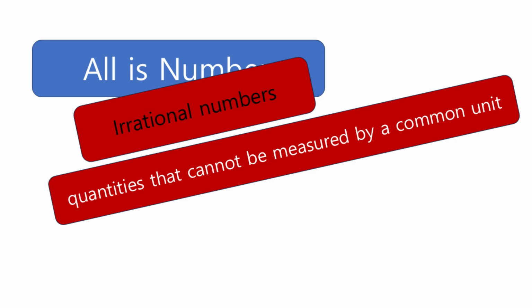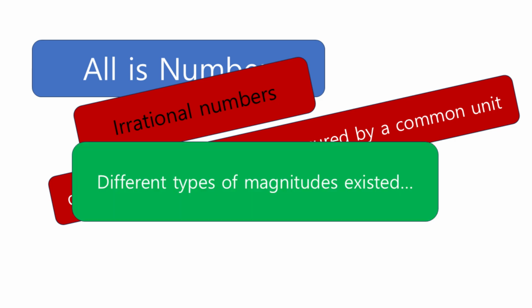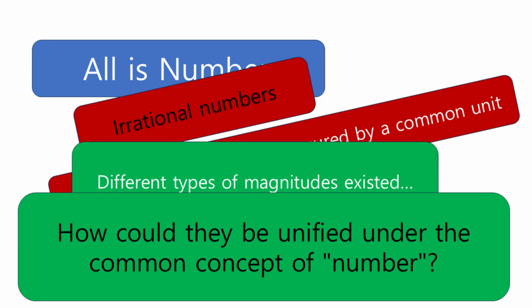To modern people, the concept of real numbers is natural, making it difficult to understand the struggles of ancient Greek mathematicians. Imagine their perspective. Different types of magnitudes existed, but could they be unified under the higher concept of number? This was not an easy question.